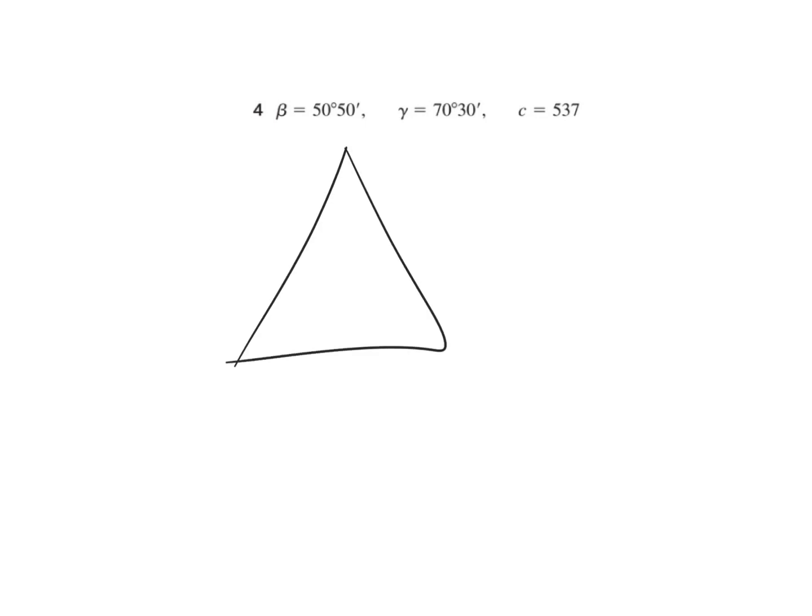Again, I just start with A, B, and C. And C goes with gamma. So that's 70.5 degrees. 30 minutes is half of a minute, or half a degree. Little c is 537, and beta is 50. And 50 divided by 60 is 0.83 repeating. Okay, so we have those degrees, we can get angle A. So the measure of angle A is 180 minus those other angles. 180 minus 70.5 minus 50.8 gives us 58.7.